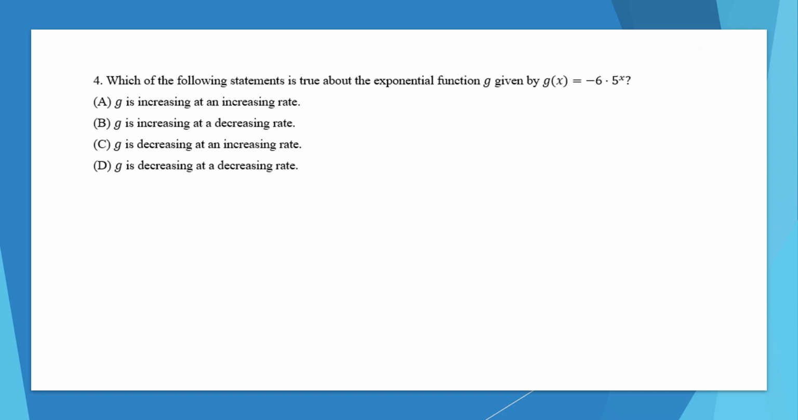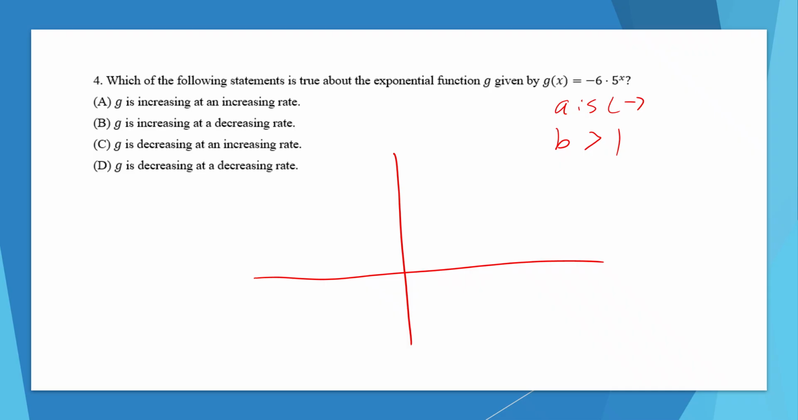Right, for number 4, which of the following statements is true about this exponential function? So here, a is negative, and then our b is 5, which is greater than 1. So I want to look at the general graph first. If b is greater than 1, sketch an exponential growth function. And then because a is negative, remember to reflect it over the x-axis. So this should be our general shape there, that blue line.